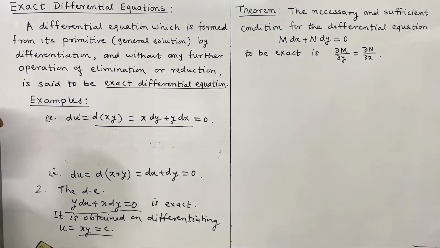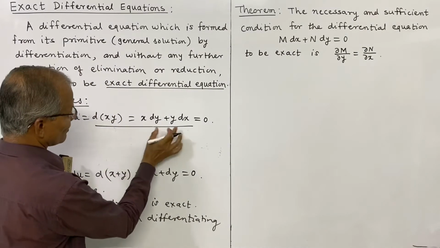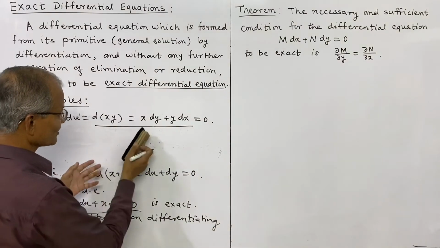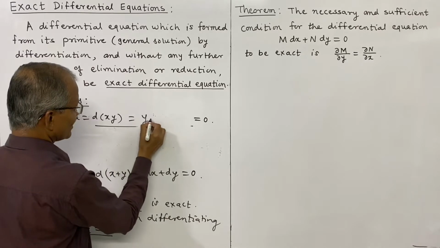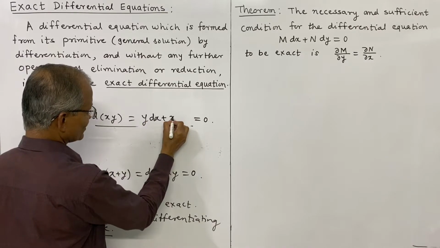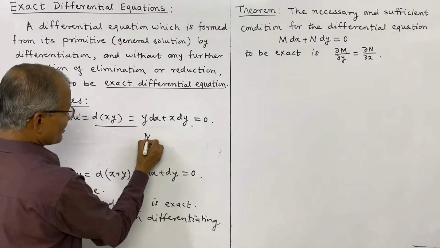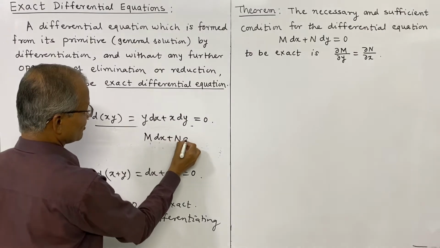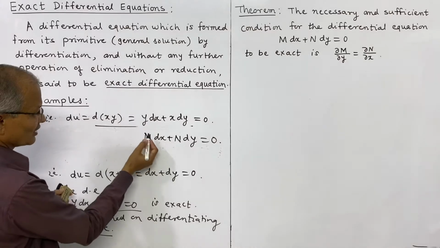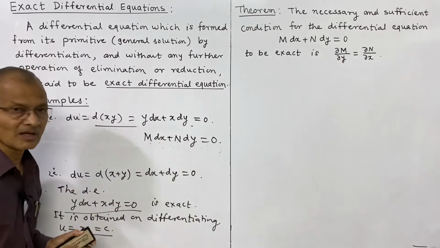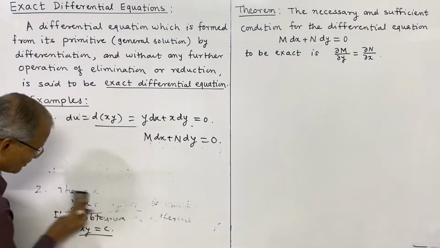And again, one more thing we should note: the exact differential equation is of this type. This may be written as y dx plus x dy, first the differential of x, then the differential of y. This is of the form M dx plus N dy is equal to 0. What is M for this differential equation? M is y and N is x. And the earlier equation we have written simply as dx plus dy is equal to 0.